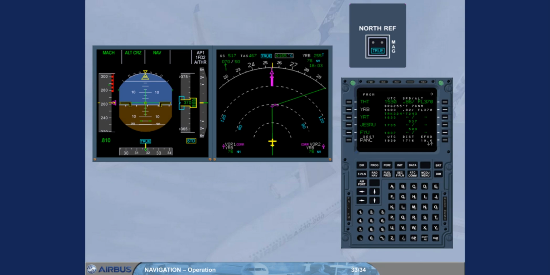The heading value has changed, and a TRUE label is displayed above the heading scale on the PFD and ND. In addition, on the ND, a grid track is displayed and the VOR needles have changed to magenta. The correction indication near the VOR identifier indicates that the VOR data is corrected by the FM. Here, the aircraft is true referenced and the VOR is magnetically referenced.